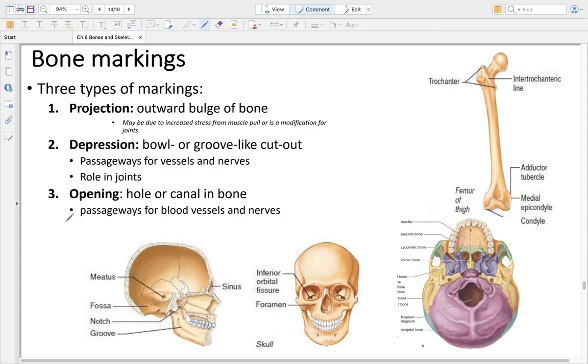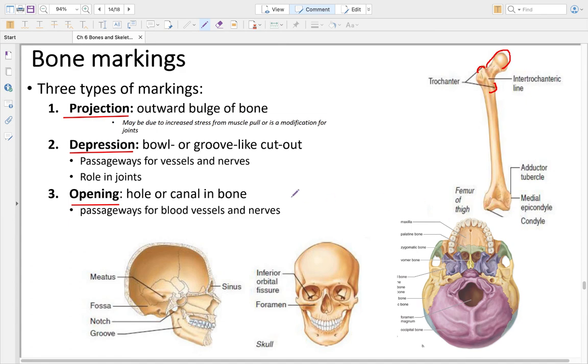Now, when we look at our bones, we have something called bone markings. There's three types of markings: projection, depressions, and openings. A projection is going to be something that bulges outward, like the head on a femur, or even these two points. This is the trochanter of the femur, right?